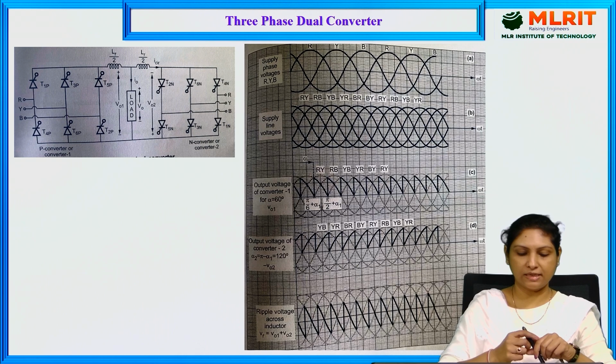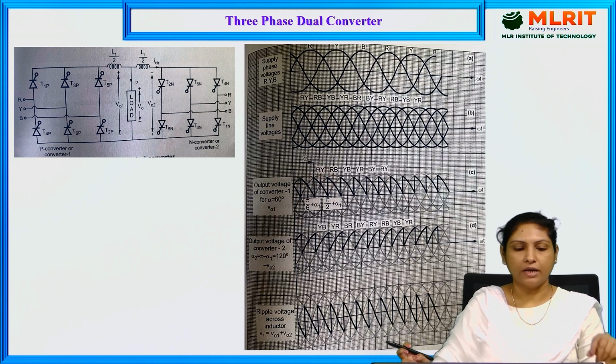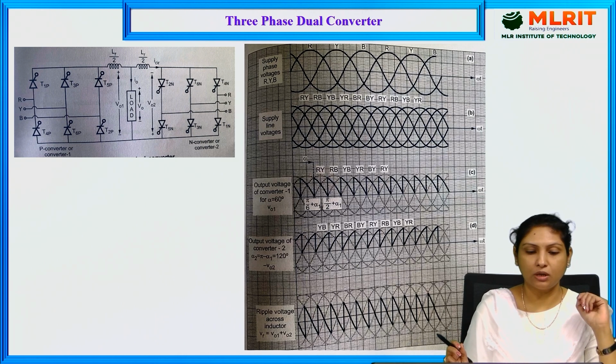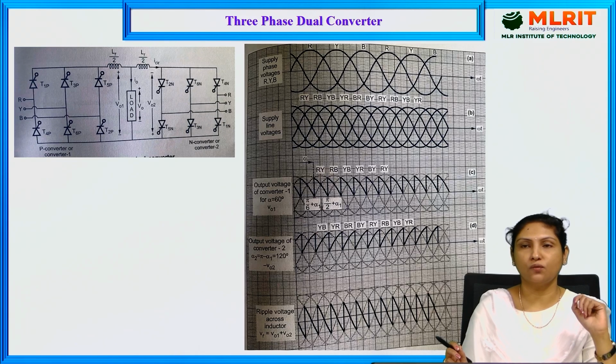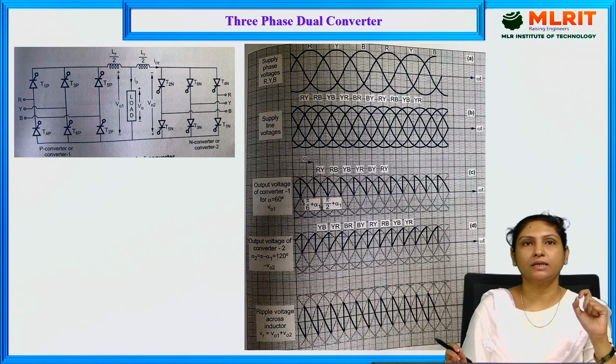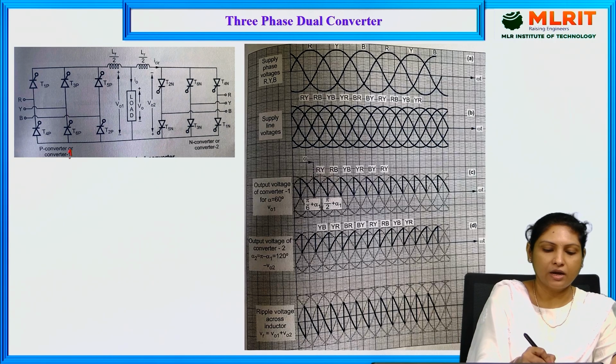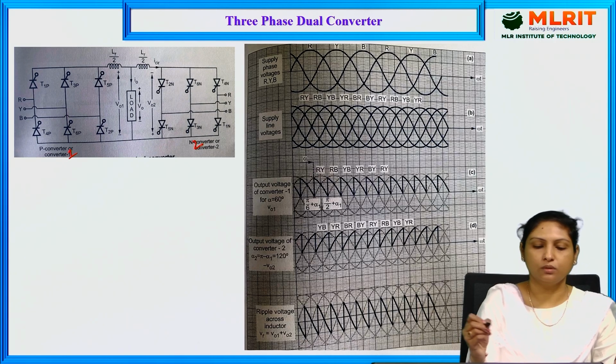And in today's lecture, I'll be discussing the three-phase dual converter. This is the three-phase dual converter, which comprises two full three-phase converters, usually connected anti-parallel. Here, this is converter 1 and this is converter 2.